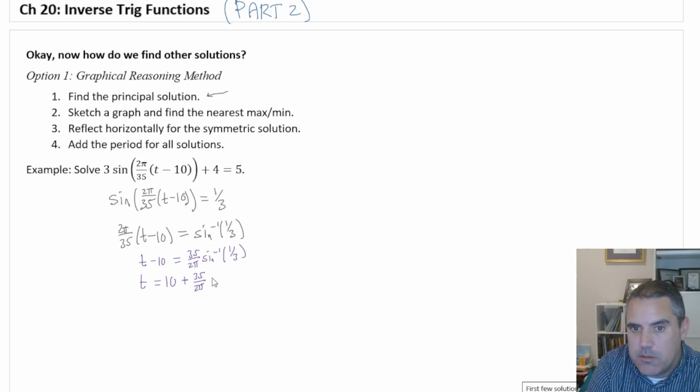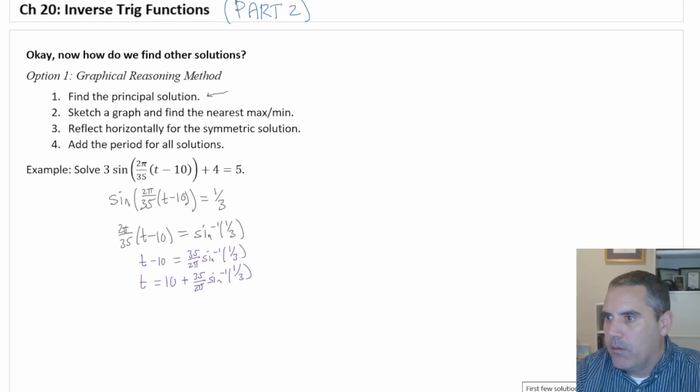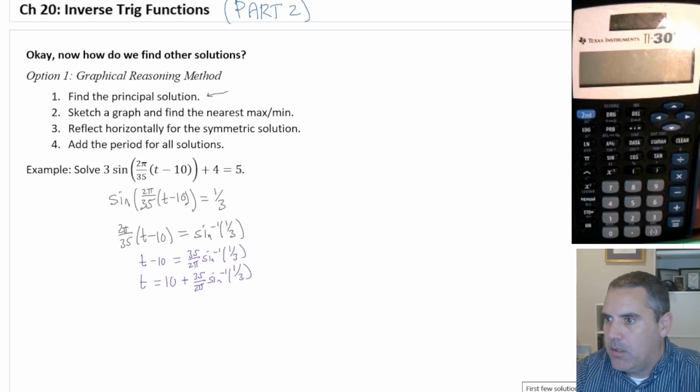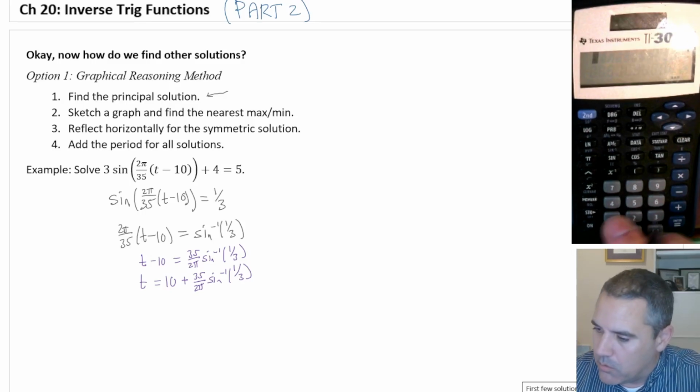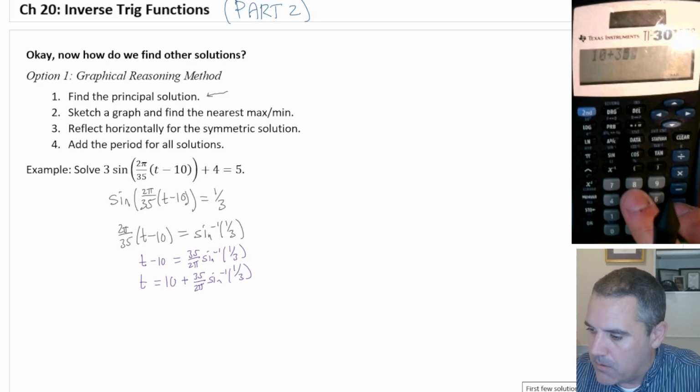Now in certain applications, maybe that's all we want. It's just good to be aware that there are others. So that's going to give us a messy number. At this point, I would compute it. So I'll just bring our calculator in and see what we get. So we're going to do 10 plus 35 over.